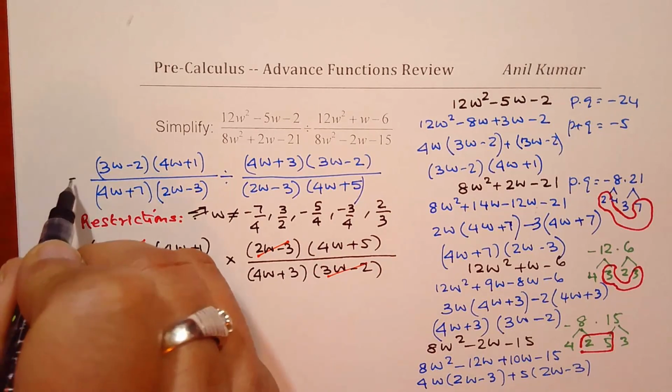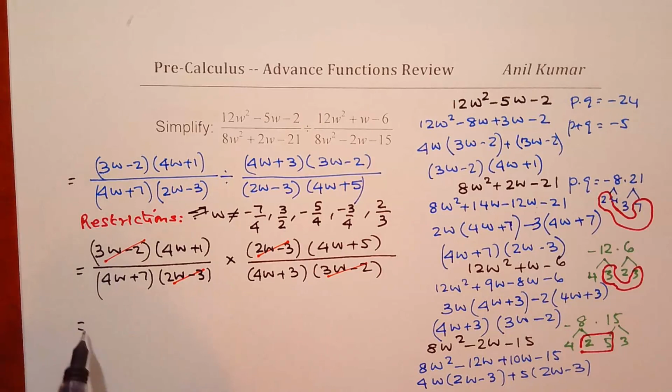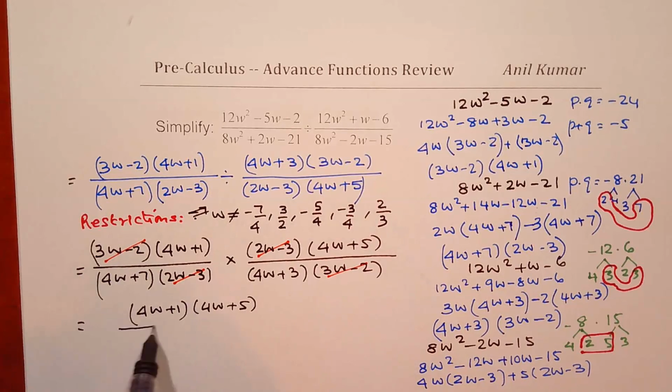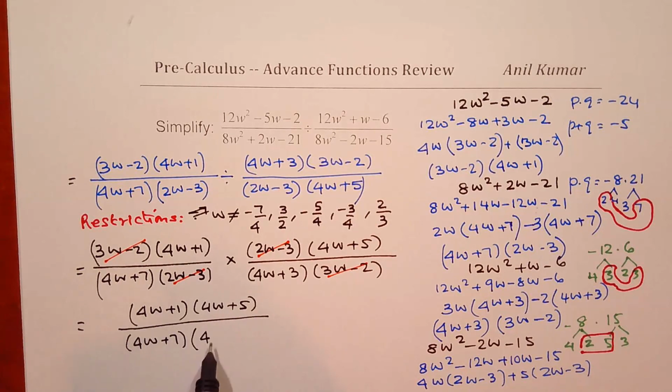So these are all equivalent expressions. Write down your expression, which is 4w plus 1 times 4w plus 5 in the numerator divided by 4w plus 7 times 4w plus 3. So that becomes a simplified expression, and here w is not equal to, repeat all these expressions in your answer, minus 7 over 4, 3 over 2, minus 5 over 4, minus 3 over 4, and 2 over 3.